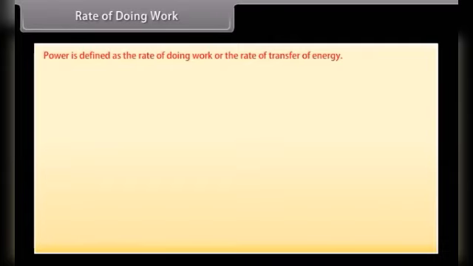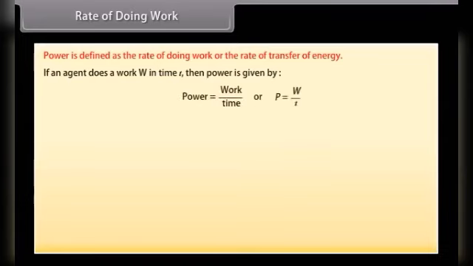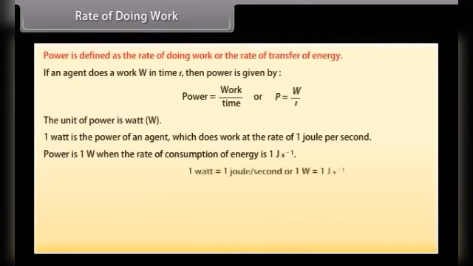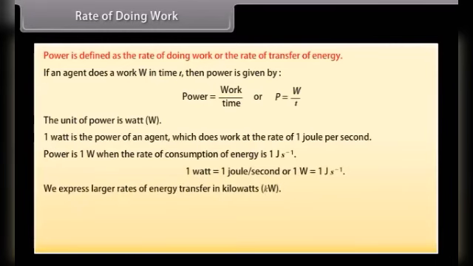So, power is defined as the rate of doing work or the rate of transfer of energy. If an agent does a work W in time t, then power is given by power is equal to work upon time, or P is equal to W/t. The unit of power is watt, having the symbol W. 1 watt is the power of an agent which does work at the rate of 1 joule per second. We can also say that power is 1 watt when the rate of consumption of energy is 1 joule per second. 1 watt is equal to 1 joule per second.